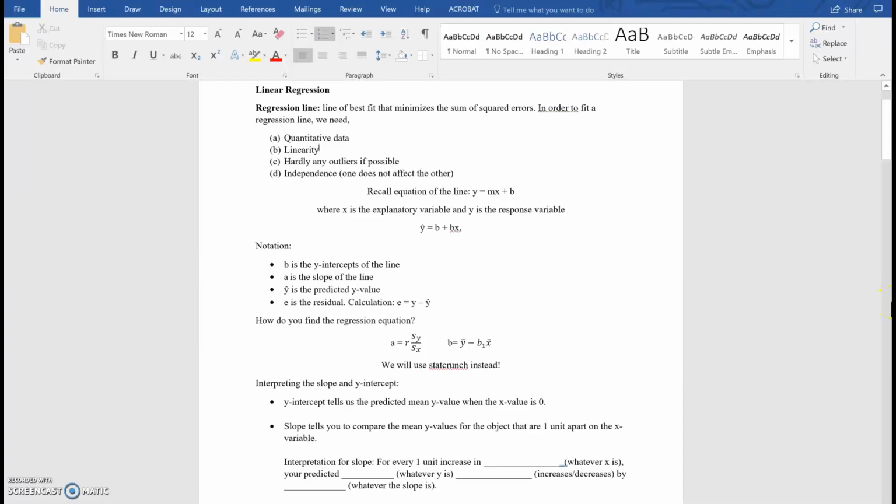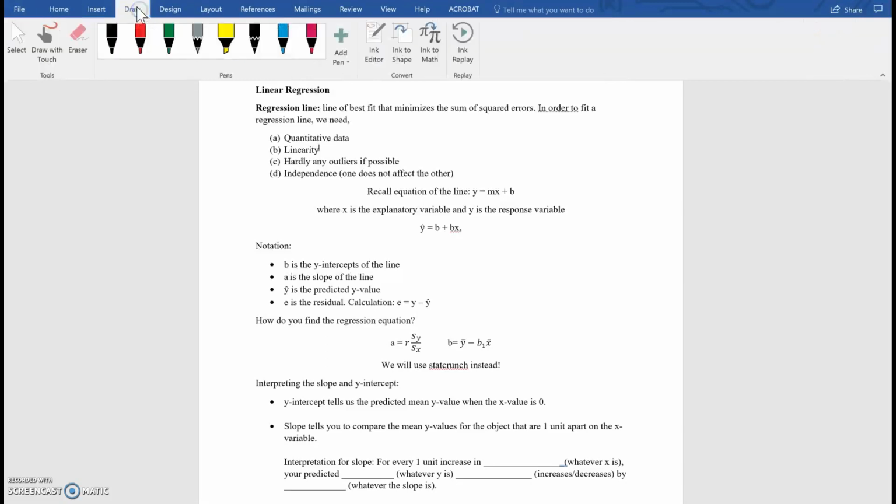Okay, so in class we were talking about linear regression, and I'm going to just summarize a little bit of what we did. So let me quickly click on a button. Okay, so what we said was that linear regression is just a line of best fit that minimizes the sum of squared errors, right?